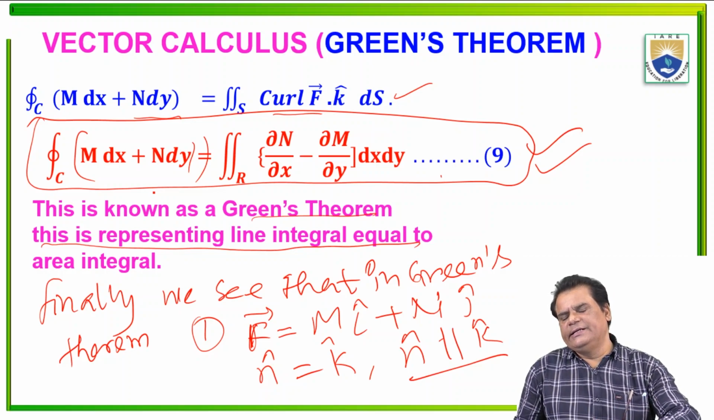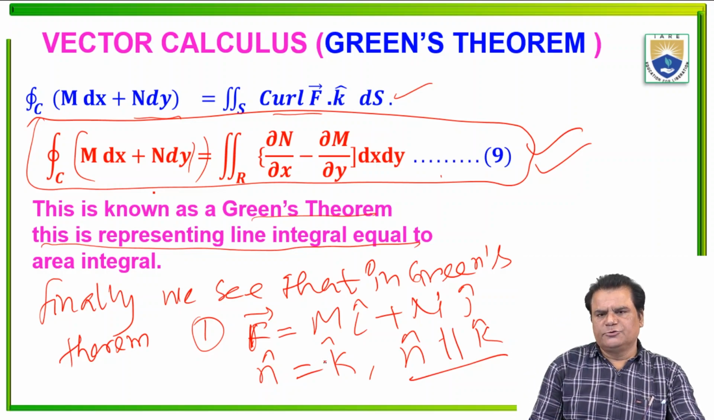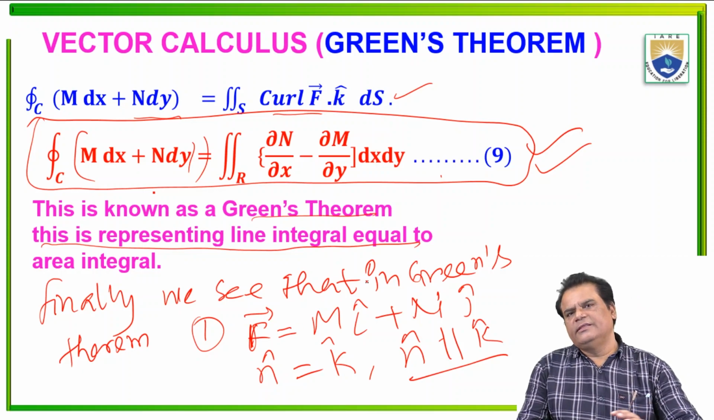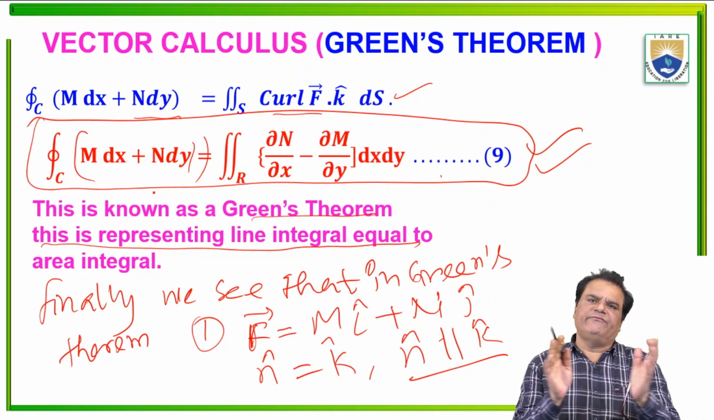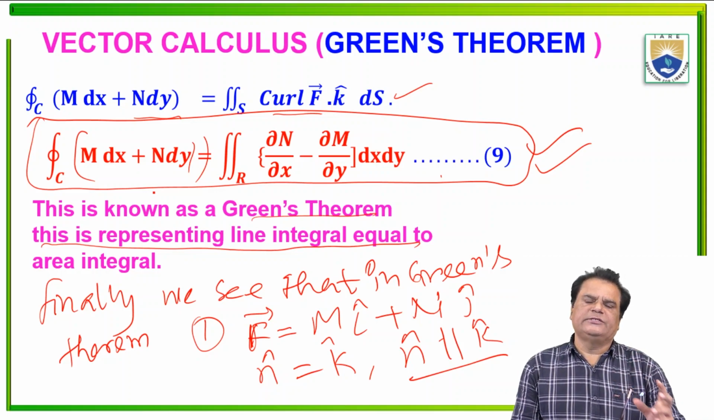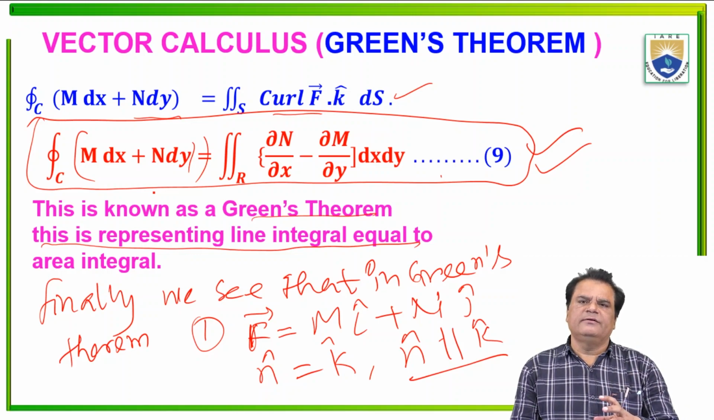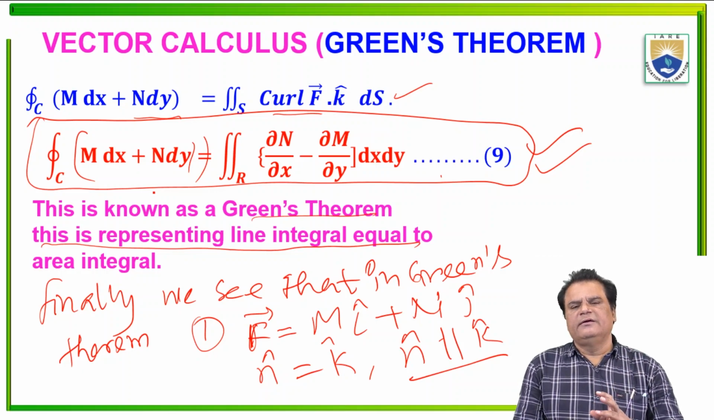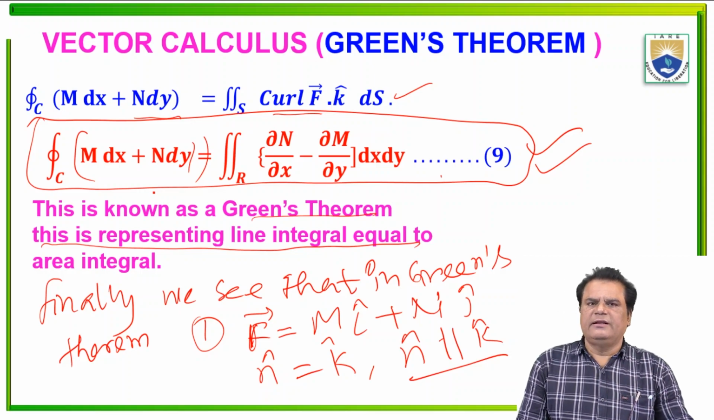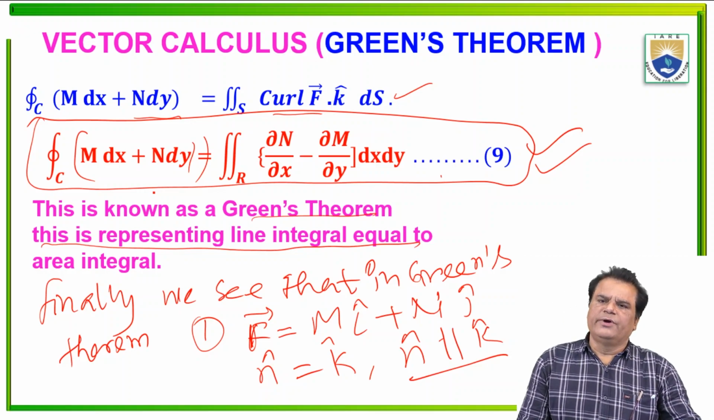If we take three dimensional, n is also a three dimensional vector and f is also a three dimensional vector, then this formula converts into Stokes' theorem. Okay, this is the main difference between Green's theorem and Stokes' theorem. Stokes' theorem has a three dimensional vector point function, all vectors are three dimensional. And in Green's theorem, the vector is two dimensional and the n vector is parallel to the k vector.